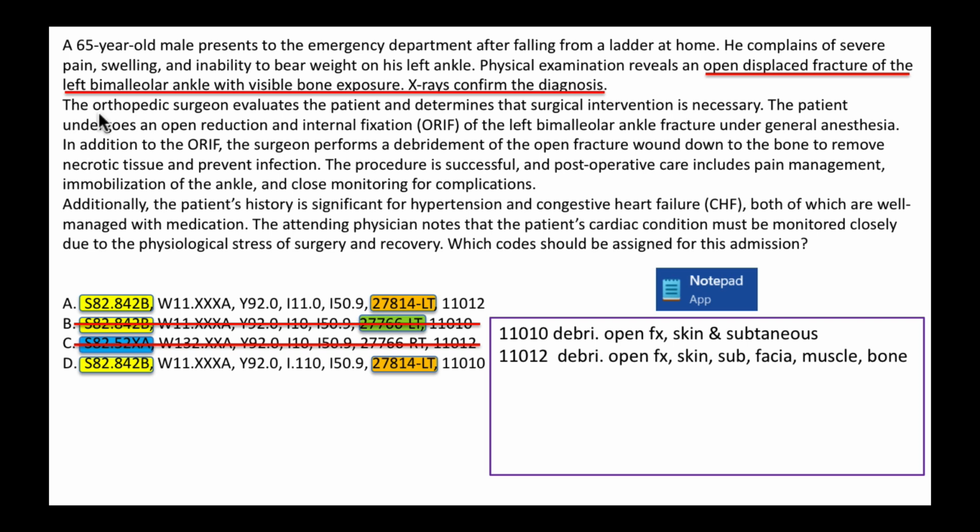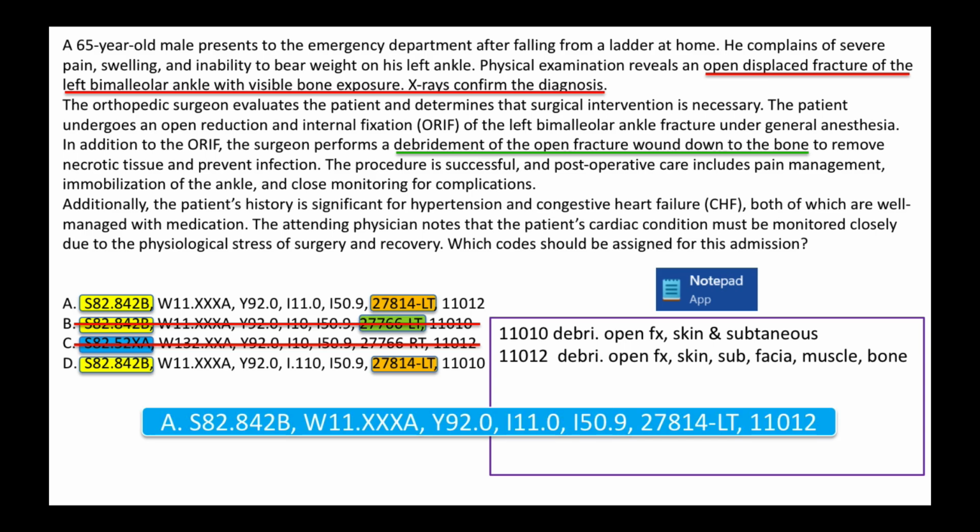Let's read it. The orthopedic surgeon evaluates the patient and determines that the surgical intervention is necessary. The patient undergoes an open reduction and internal fixation (ORIF) of the left bimalleolar ankle fracture under general anesthesia. In addition to the ORIF, the surgeon performs a debridement of the open fracture wound down to the bone and removes necrotic tissue and prevents infection. Based on what I just read, the debridement of the open fracture wound was done down to the bone. So 11012 is the correct CPT code to report in addition to the ORIF code. That's it. A is the correct answer for this case.